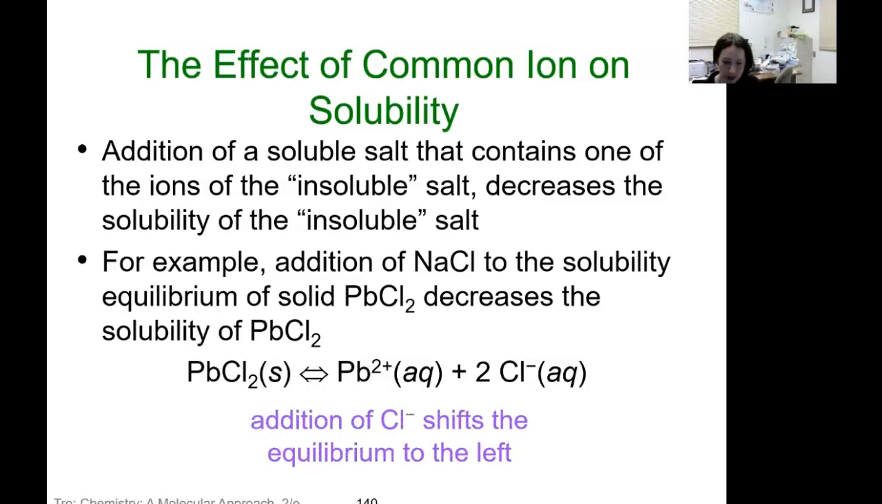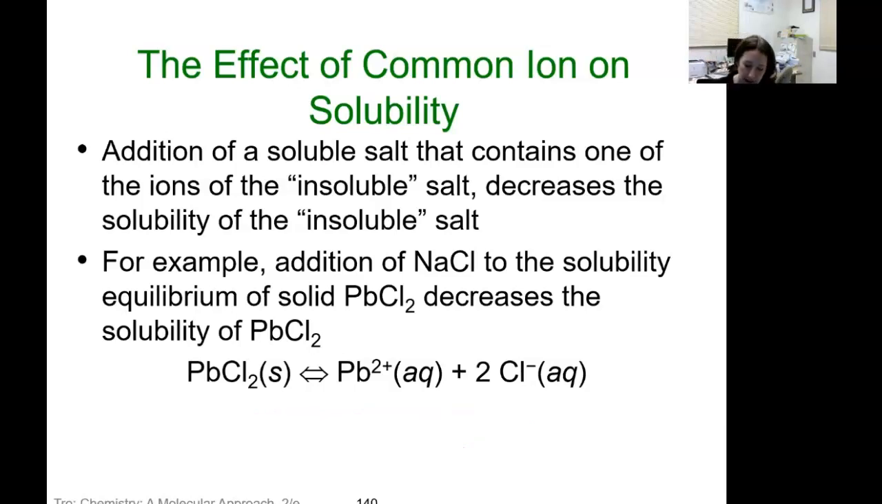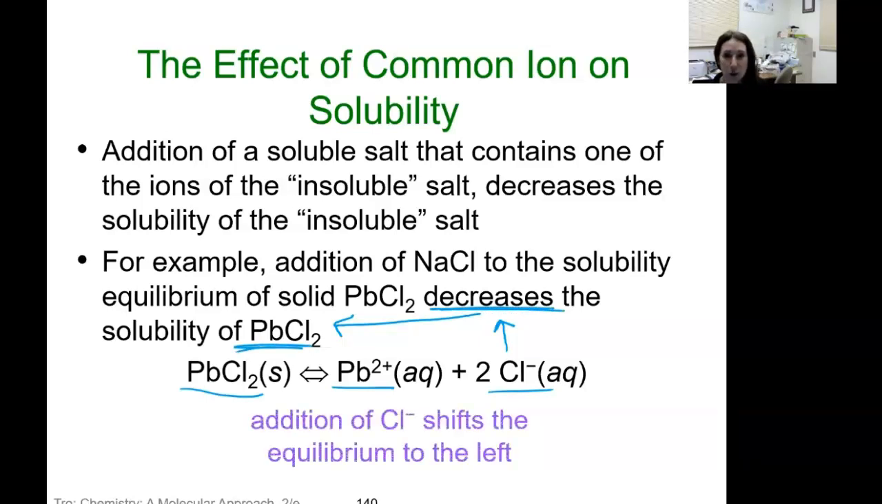So for example, if we have PbCl2, when it comes apart, it comes into Pb and Cl ions. But if I add NaCl, it's going to shift this way, right? So it's going to decrease the solubility of PbCl2, right? So this is the common ion effect with solubilities. And we can actually calculate this. Again, straight Le Chatelier's principle.